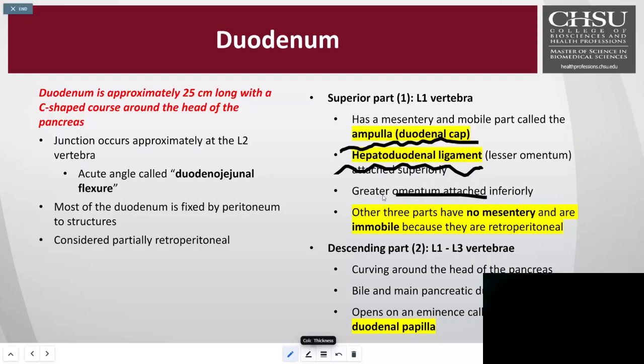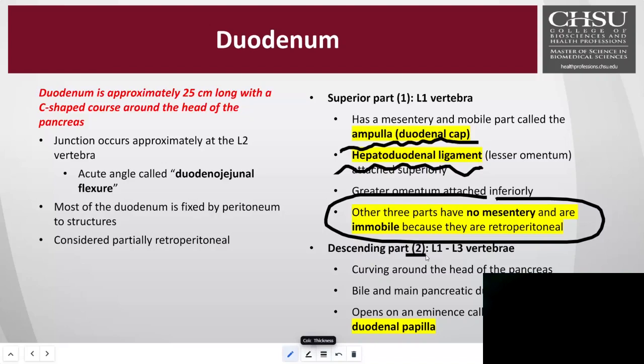This one is significant because the superior part, or the first part, is the only part that is intraperitoneal. And it doesn't have a mesentery, so it's slightly more mobile. And then all the other three, parts 2, 3, and 4, are retroperitoneal. So one important location in terms of anatomy is that the first part of the duodenum is intraperitoneal, so it attaches to the front. Parts 2, 3, and 4 attach to the back. Okay, so that's how it stays in place.